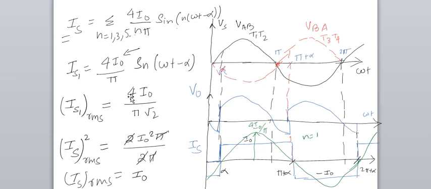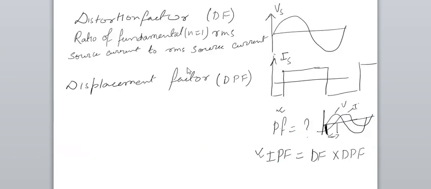It is 4 I naught upon pi, divided by root 2. You can write it as 2 root 2. You simplify it, and it will be 4 upon pi upon root 2, so approximately 0.9 I naught. Just check it, I think I am correct here. 0.9 I naught, so that is the fundamental RMS value. This I can write here.